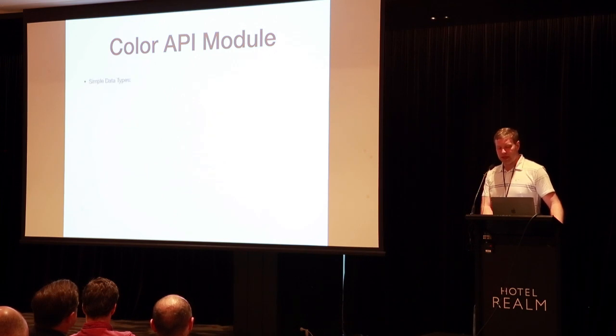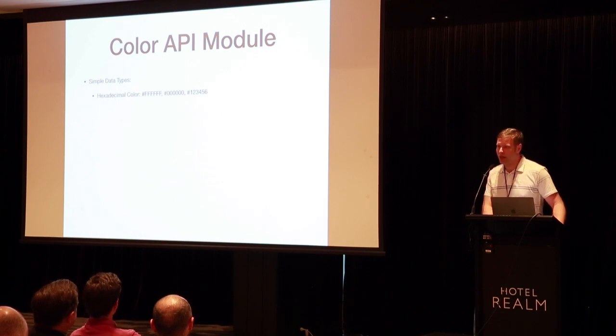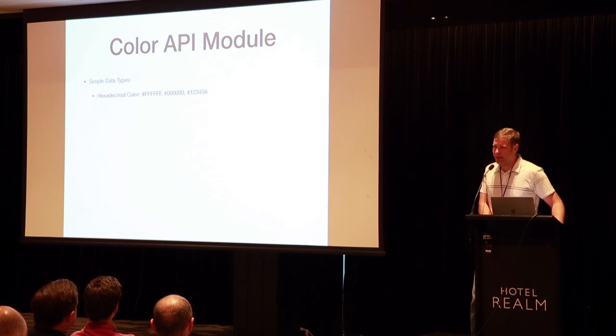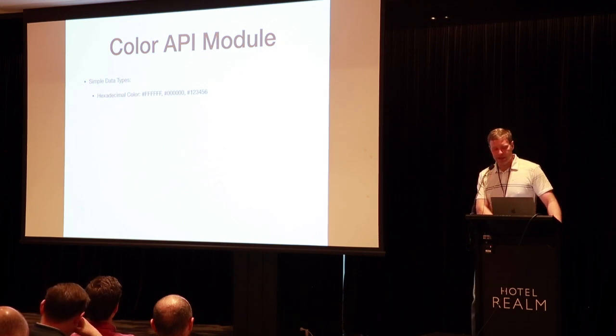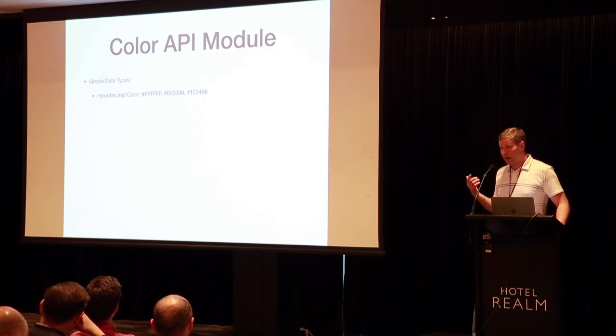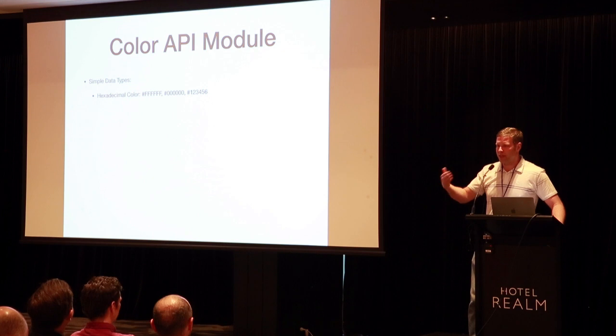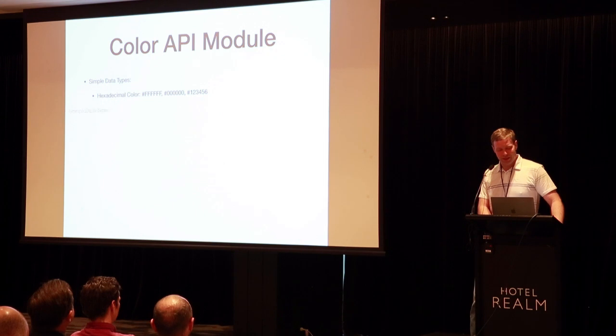So the module provides simple data types, or one simple data type actually, a hexadecimal color. A hexadecimal color is a string that starts with a pound sign and finishes off with a hexadecimal number. A hexadecimal number is anything between 0 and 9 and then A to F. So these are hexadecimal colors here. This TypeData API type allows for a string and it has a constraint added to it that says it has to be this format. If it's not that format, you get a little error that says, please enter it in this format.